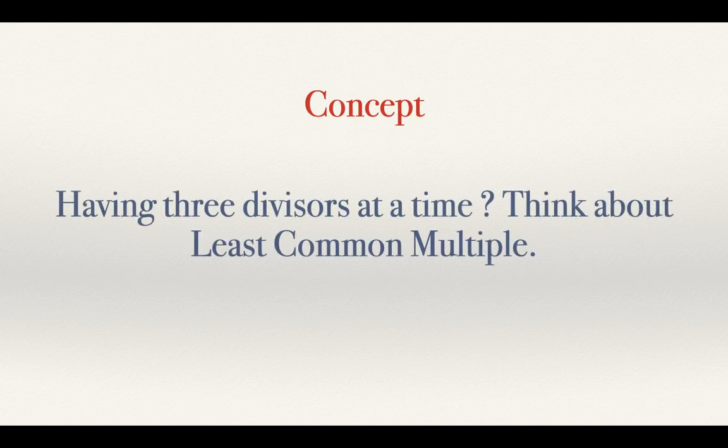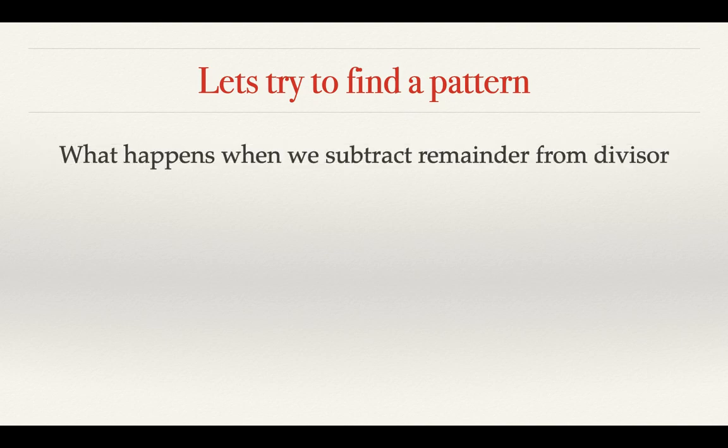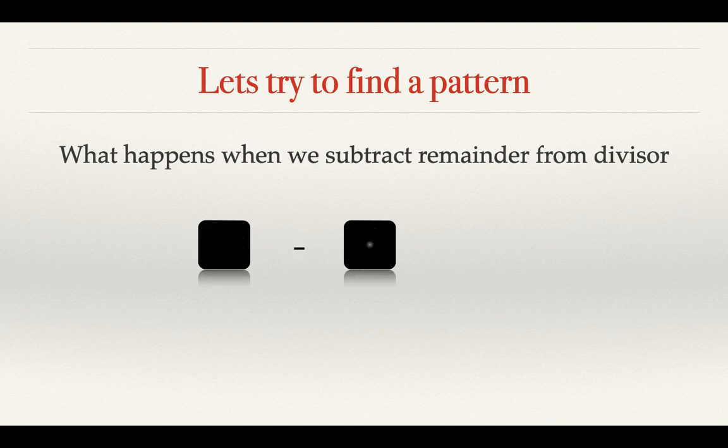Now let's look for the concept. Having 3 divisors at a time, the least we can do in this case is to think about the least common multiple. But wait, before doing that, let's find a pattern. Now what we will do, we will subtract remainder from divisor, which means in our problem we got 3 remainders and 3 divisors, so we will get 3 cases of subtraction.